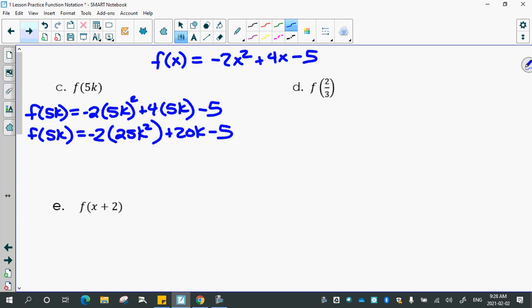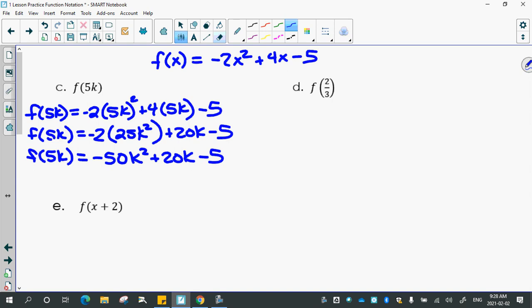Remember that 5k times 5k is 25k squared, not 10k squared. So that's going to end up giving us negative 50k squared plus 20k minus 5. Make sense? Okay, awesome.